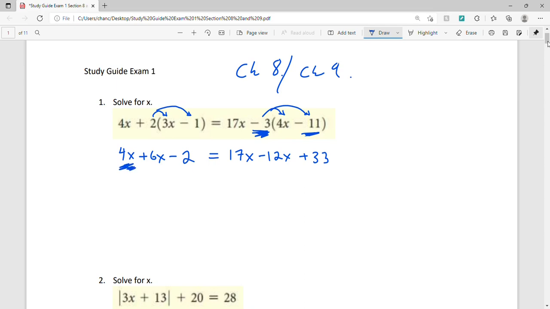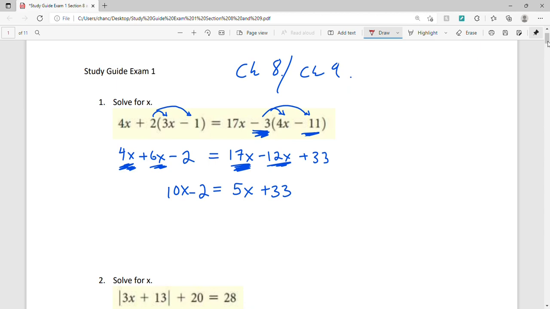On the left we can add 4x and 6x together, that makes 10x, and drop down that -2. On the right we can collect the 17x and the -12x together, and that's +5x. We cannot collect like terms on either side. Now we can start adding or subtracting to both sides.